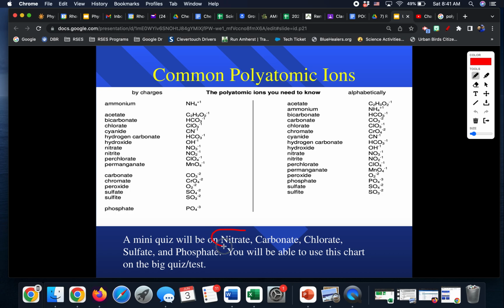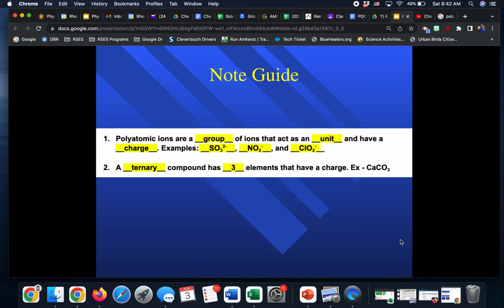Nitrate, carbonate, chlorate, sulfate, and phosphate. If you spend enough time, you could memorize those and be fine. It's only 5, but there's a trick that makes it way easier to make sure you're right without ever making a silly mistake. So press pause to put this in your notes first, and then I'll show you the trick.